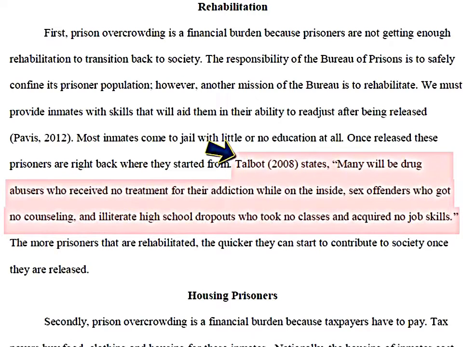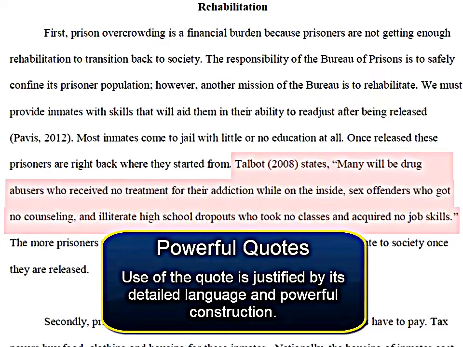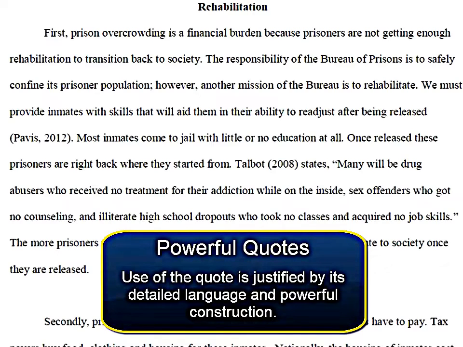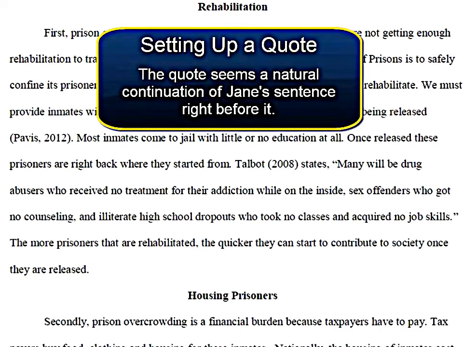Talbot states, "Many will be drug abusers who receive no treatment for their addiction while on the inside. Sex offenders who got no counseling, and illiterate high school dropouts who took no classes and acquired no job skills." That was well written by Talbot, and paints a bleak picture of people who are doomed to repeat offenses due to the lack of basic help. One other thing to notice is how Jane set up the Talbot quote with her lead-in sentence. "Once released, these prisoners are right back where they started from." And then she lets Talbot tell us exactly why that is true.